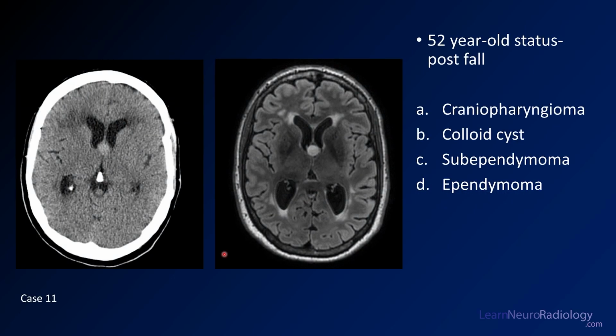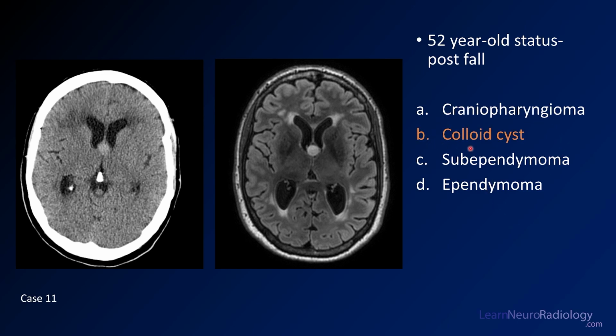So this first case is a 52-year-old status post fall. You've got an image from a CT. You've got an axial FLAIR. The choices are craniopharyngioma, colloid cyst, subependymoma, or ependymoma.